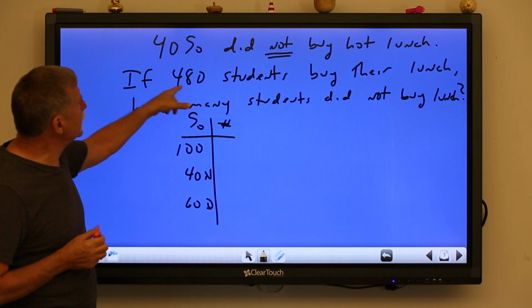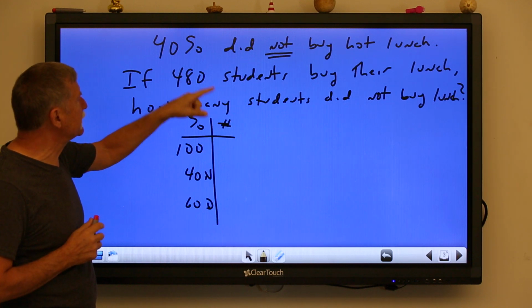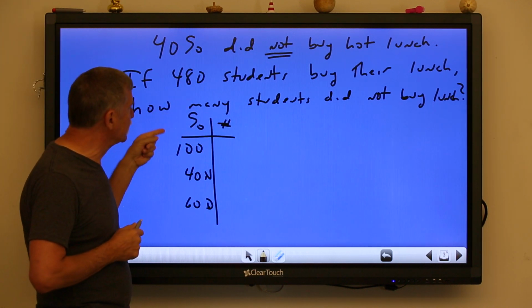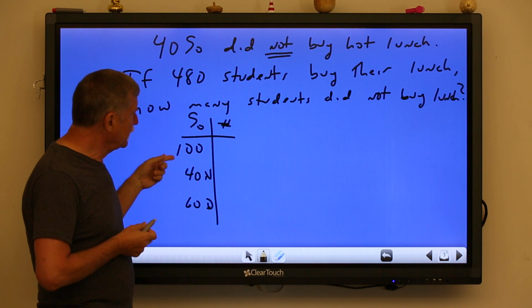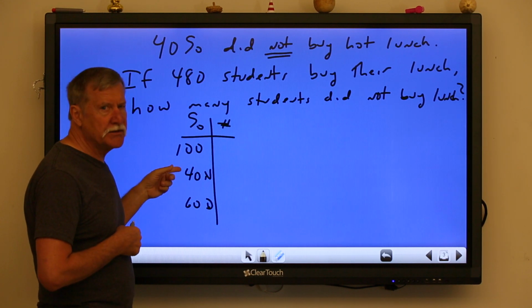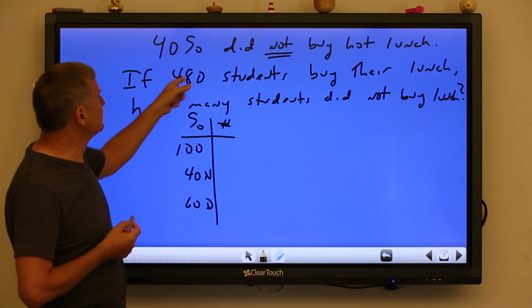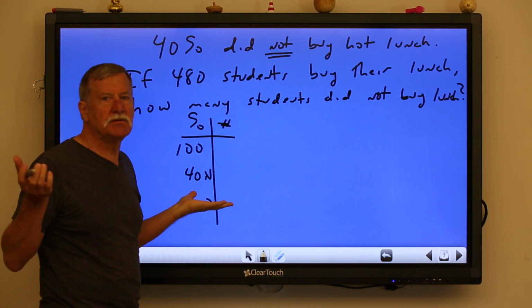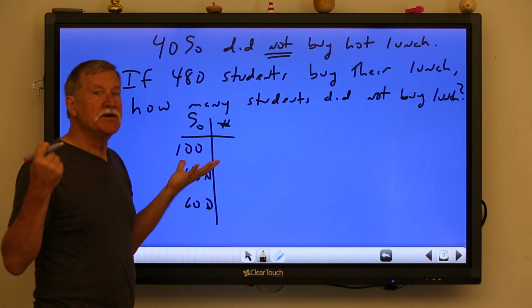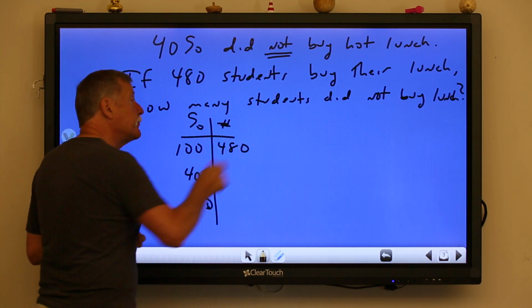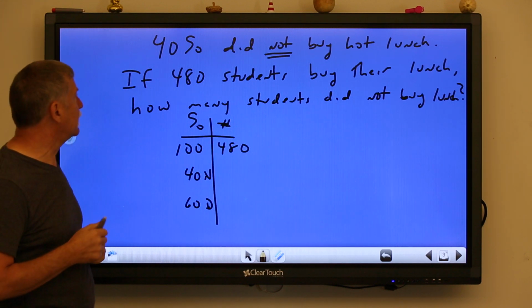It says if 480 students buy their lunch. Now we have to ask ourselves, does the 480 go with the total number of students? Does the 480 go with those who didn't buy hot lunch or those who did buy hot lunch? And it says 480 students buy their lunch, neither hot nor not hot, so that's total. So we've got 480 is 100% of the students, all right?